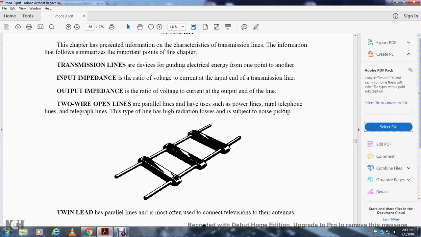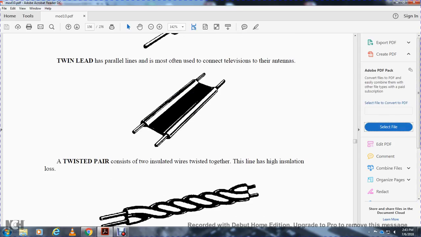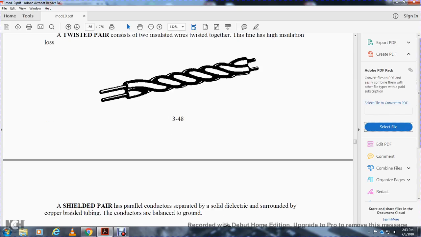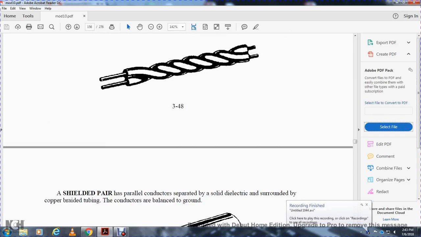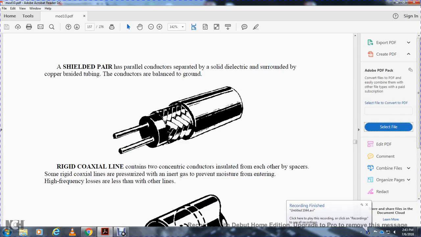Twin lead: parallel lines, most often used for connecting televisions and antennas. Twisted pair: two insulated wires twisted together, a line with higher insulation. Shielded pair: parallel conductors separated by a solid dielectric, surrounded by copper braid tubing.